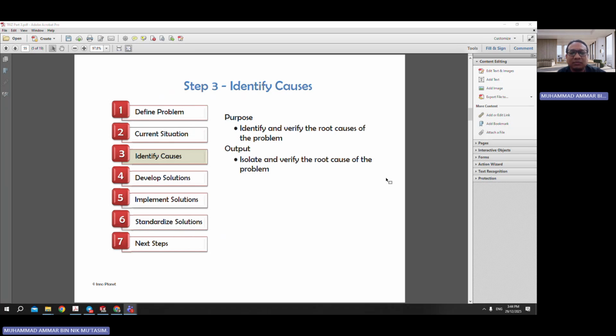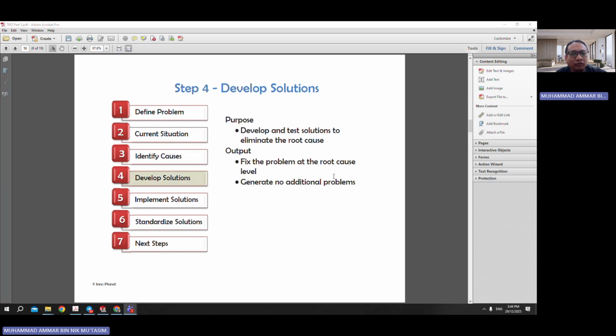If we solve only the symptoms, then we will not be able to understand what the root of the cause is. Thus, we may not be able to solve it directly, which is the most important part in our daily life. So the output is to isolate, cut what we don't want, and verify the root cause of the problem. Next is to develop the solution, how to solve the problem.